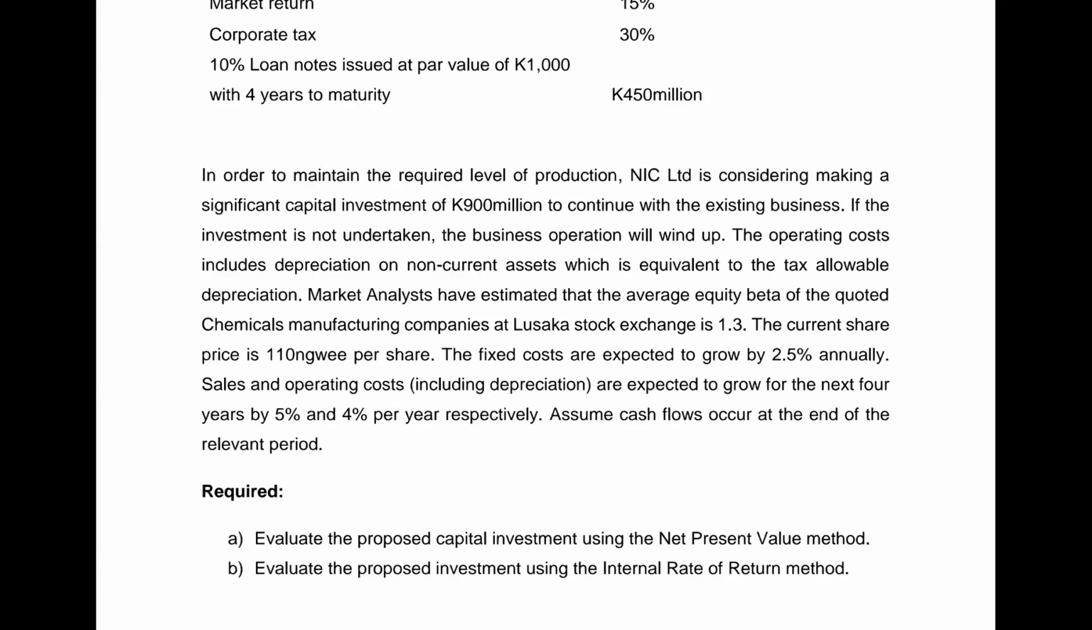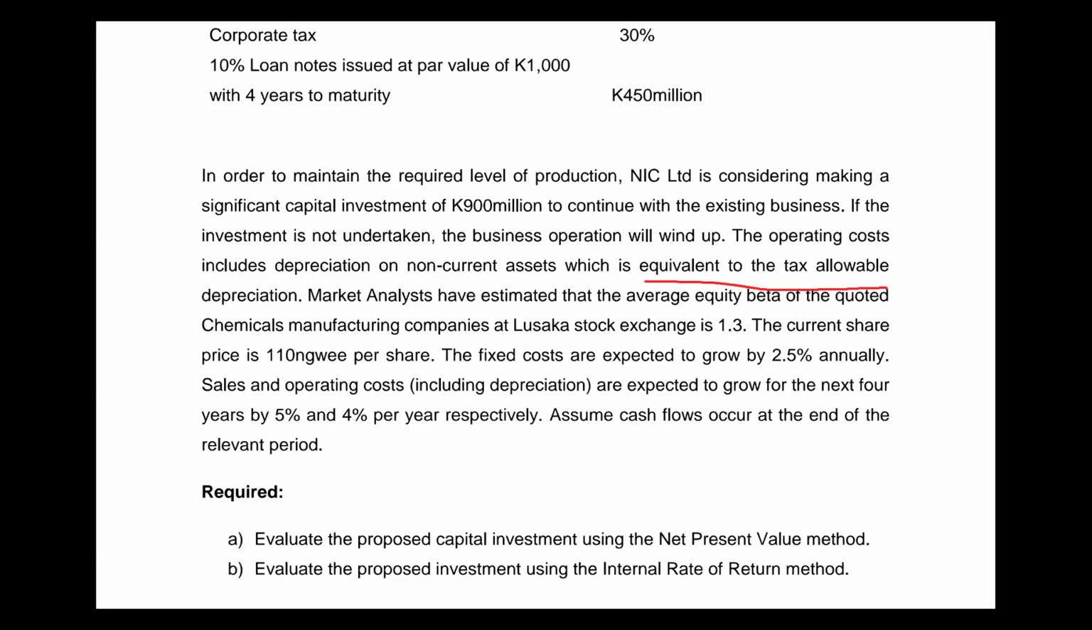You're told that the operating costs include the depreciation of non-current assets, and this is equivalent to the tax allowable depreciation. Which means the amount of depreciation is equal to the amount of taxable allowances. You'll see the taxable allowances there, in that amount equal to that of depreciation. That is what you should learn. Now, are you following up here?